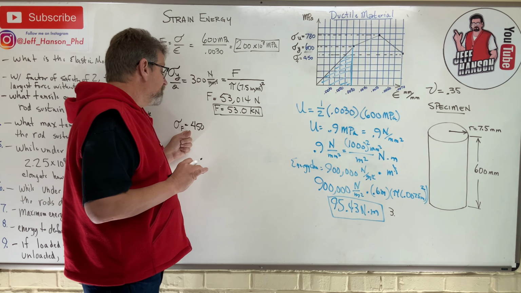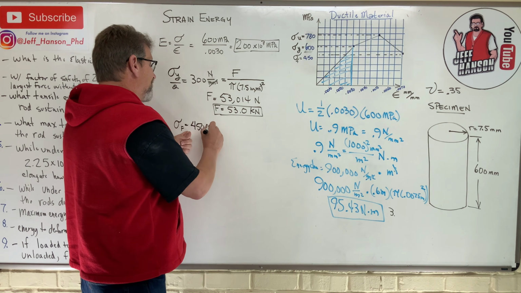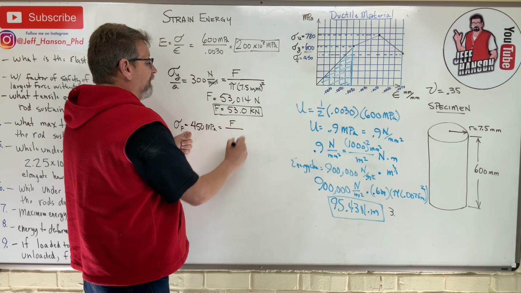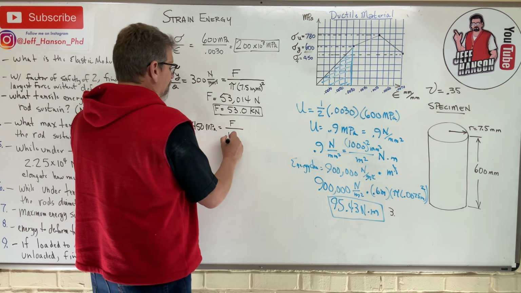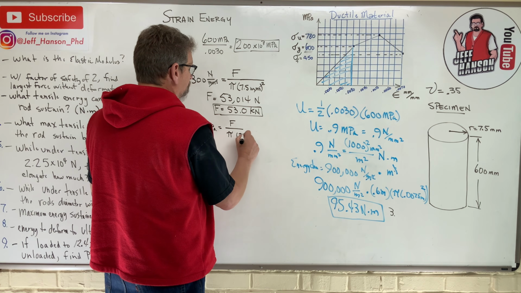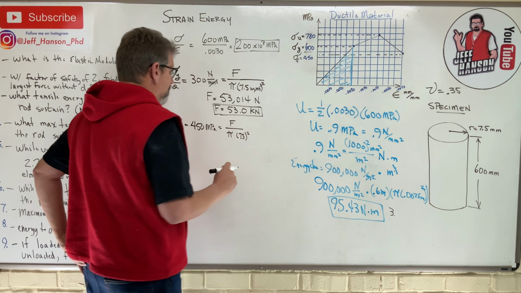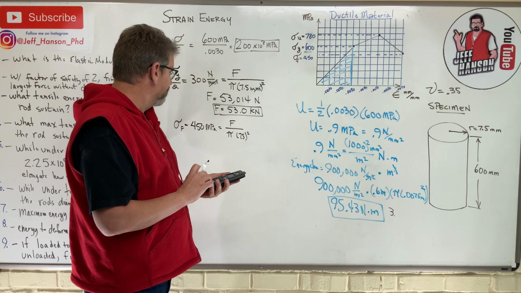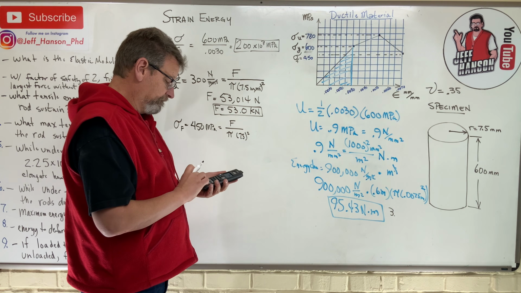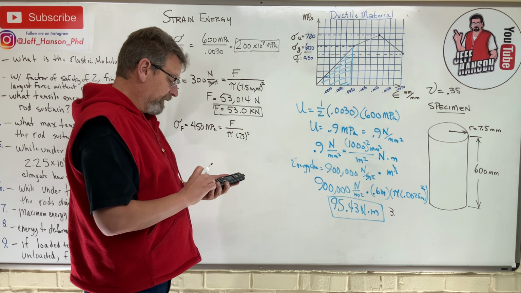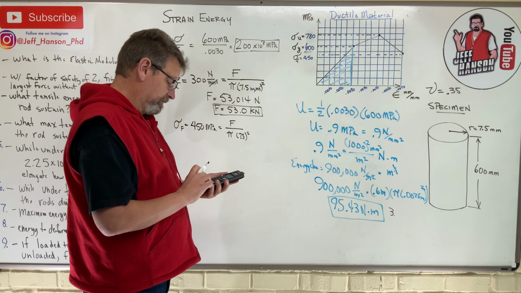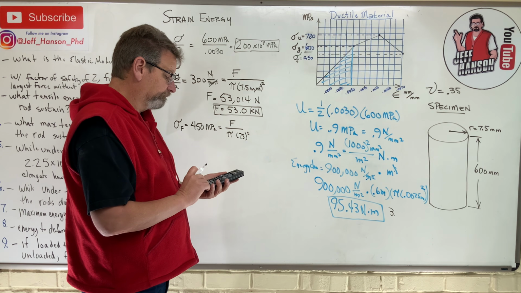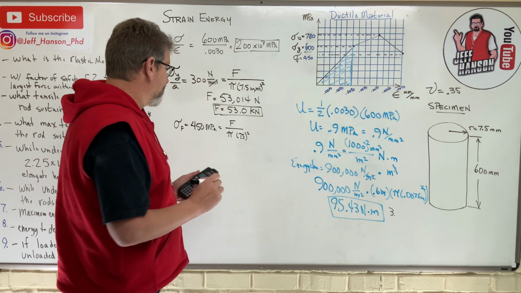So 450 megapascals, and they're asking me what force causes that, okay? Pi r squared, right? So same as the one above up there. So that's going to be what? 450 times pi times 7.5 squared equals 79.52.